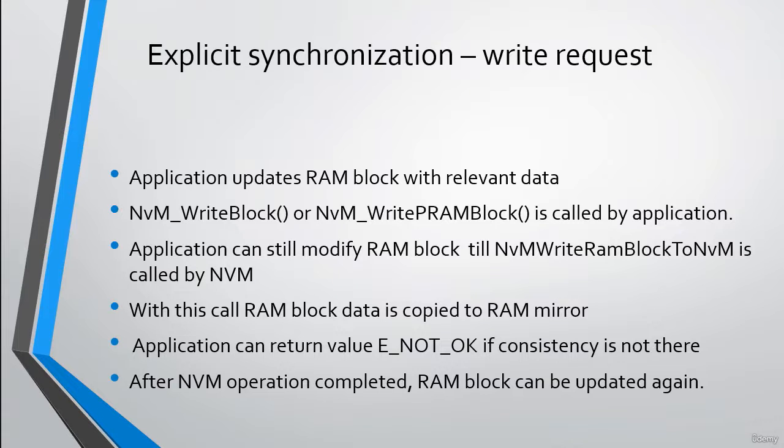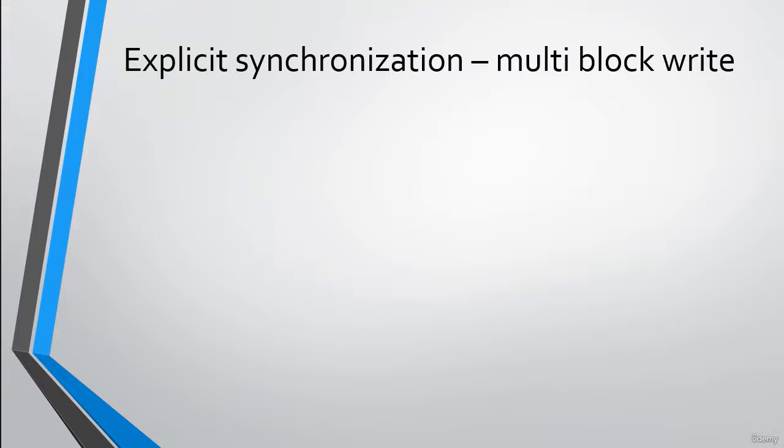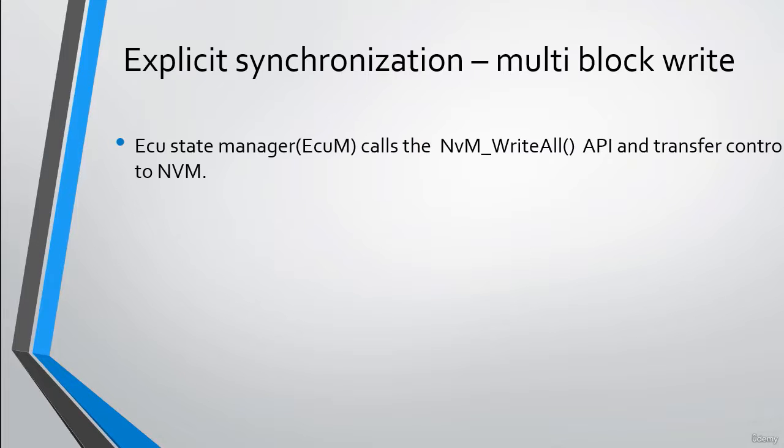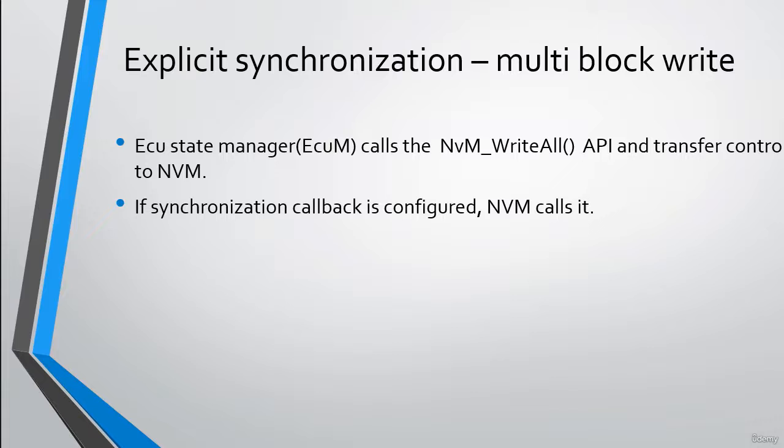Let's look at the multi-block write request. Here again the ECUM module comes into the picture. The ECU state manager, ECUM, calls the NVM write all API and transfers control to NVM. That's the first thing ECUM does. If a synchronization callback is configured, then NVM will call that.